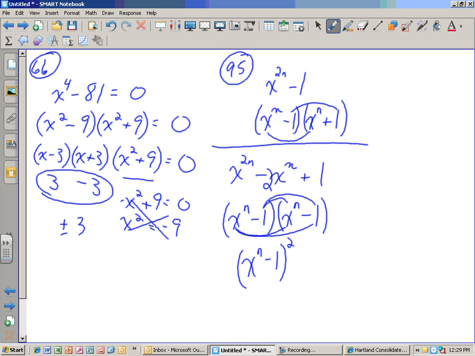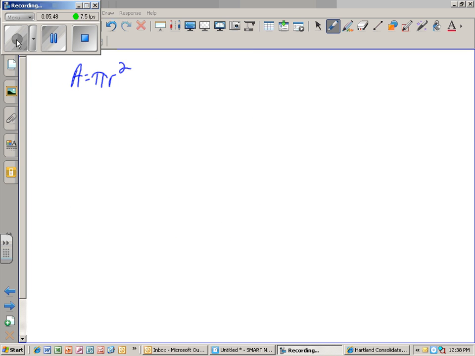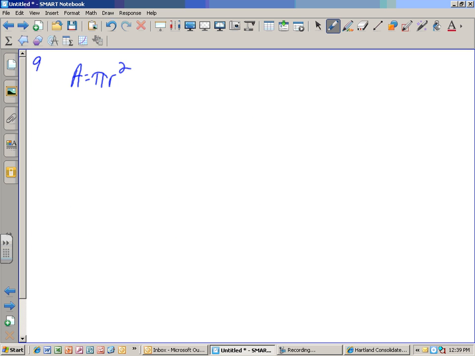And now I'm going to do 99. And I'll pause it. All right, this is problem 99. We know the formula for the area of a circle. A equals pi r squared. And they give the area.